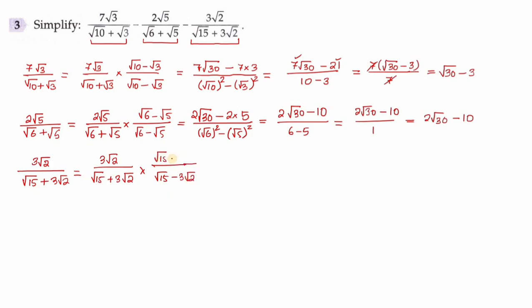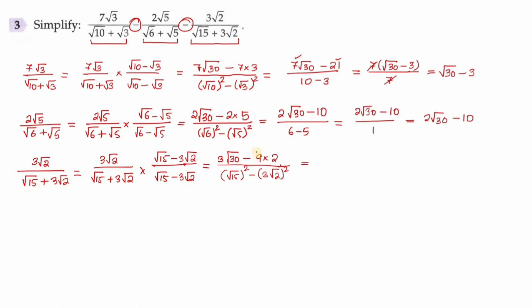Root 15 minus 3 root 2 on both numerator and denominator. So let's multiply. In the numerator we have 3 root 2 into root 15. So under the square root we have 2 and 15, which get multiplied, and you get root 30 minus, the minus sign is there, 3 3s are 9 into root 2 is 2, whole divided by, okay, it is in the form of a plus b into a minus b, so it is a square minus b square.